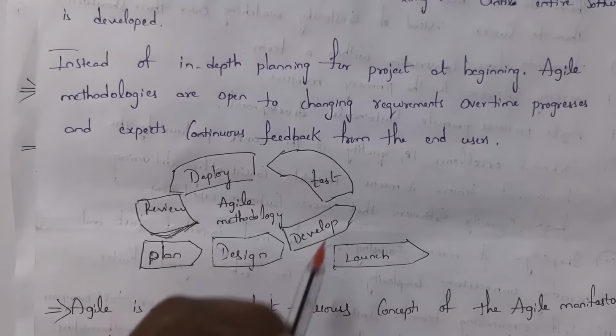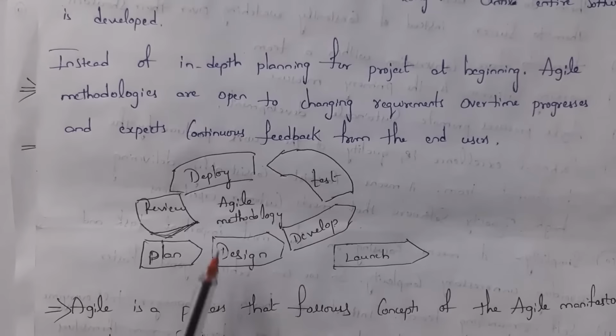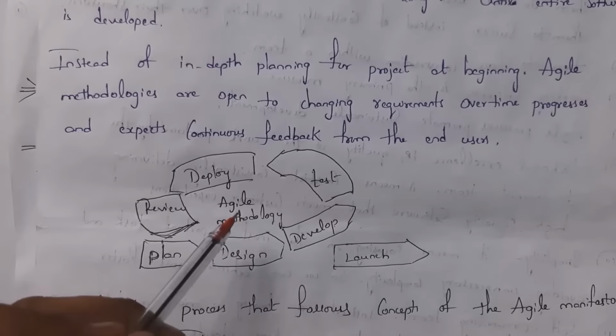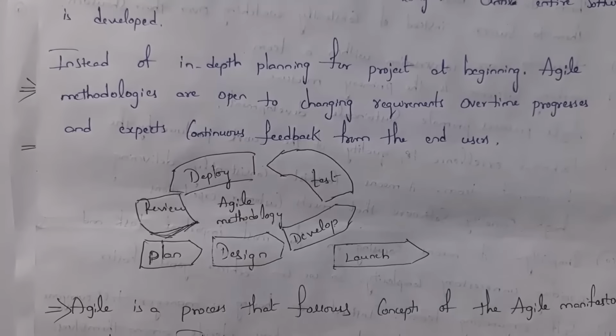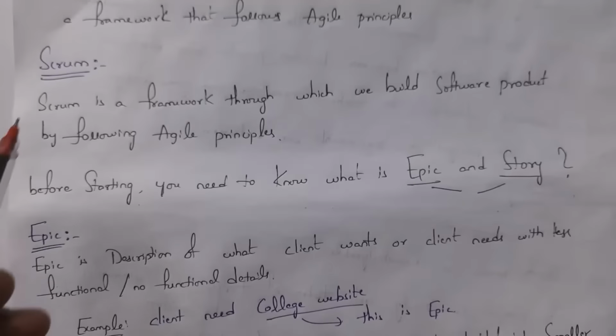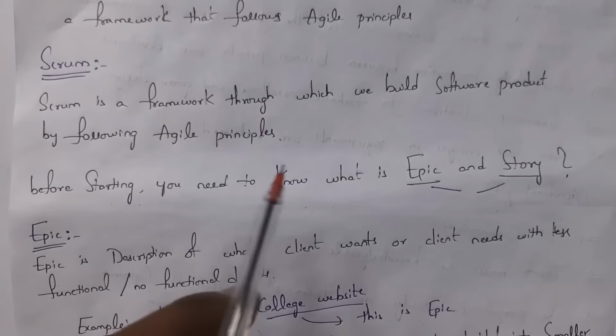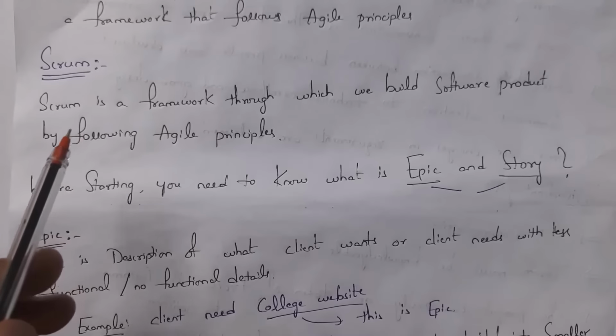As we know, these are various steps in agile process. So agile process will tell you by following these steps we can develop any particular software. But how to complete this process? That is, how to plan, how to design, how to develop, how to test, what are tools and techniques that we need to use. All this guidance will be provided by Scrum framework. So Scrum is a framework through which we will build software product by following agile principles. This Scrum framework will follow agile principles.